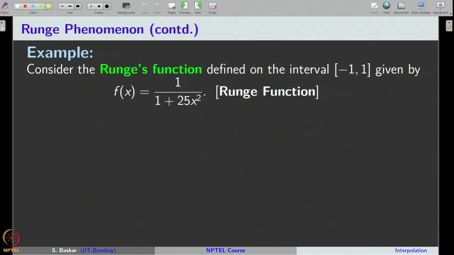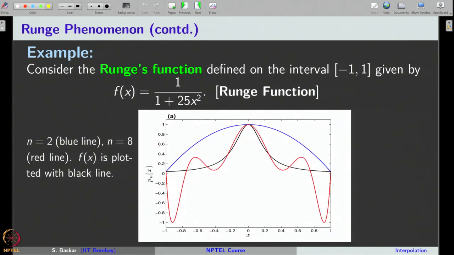Let us consider an example where f of x is given by 1 by 1 plus 25 x squared. This is an example of a Runge function. In this figure, we are showing two interpolating polynomials of the function f of x. One is the quadratic polynomial, shown in blue solid line. You can see that the quadratic polynomial is approximating the Runge function rather poorly. This is understandable because we are giving the information about the function only at these three node points, right? Therefore, it is understandable why the quadratic polynomial is not approximating the Runge function nicely.